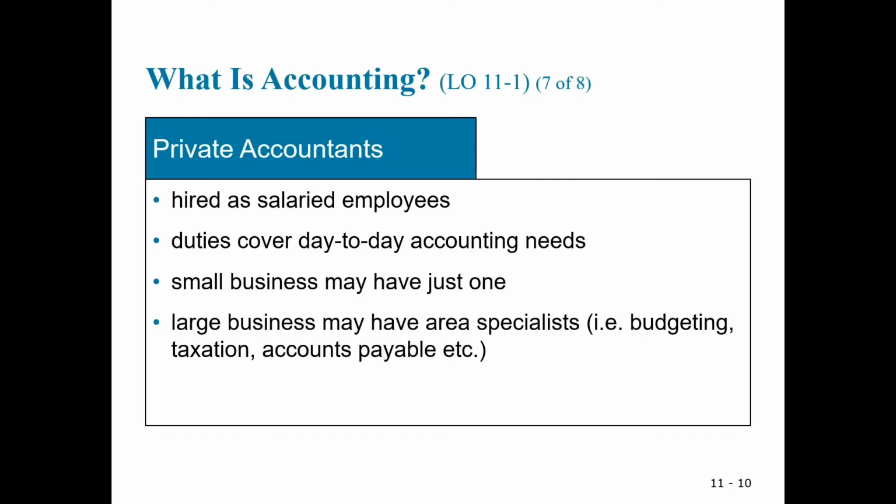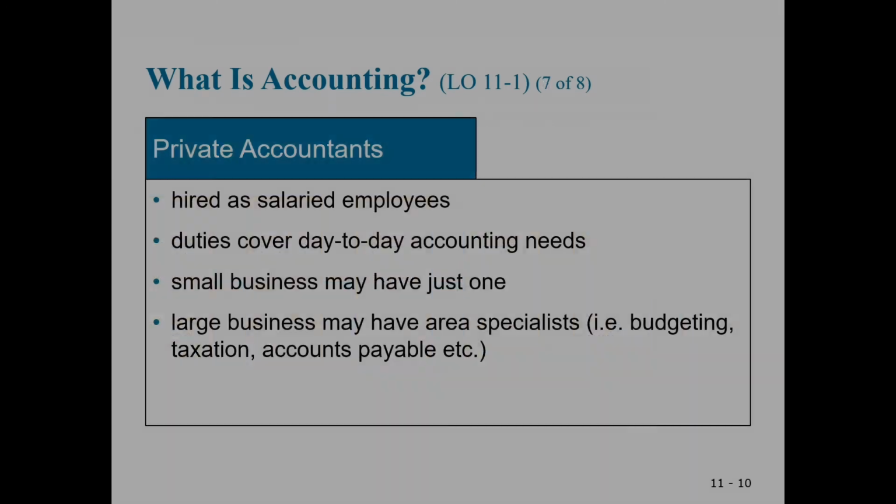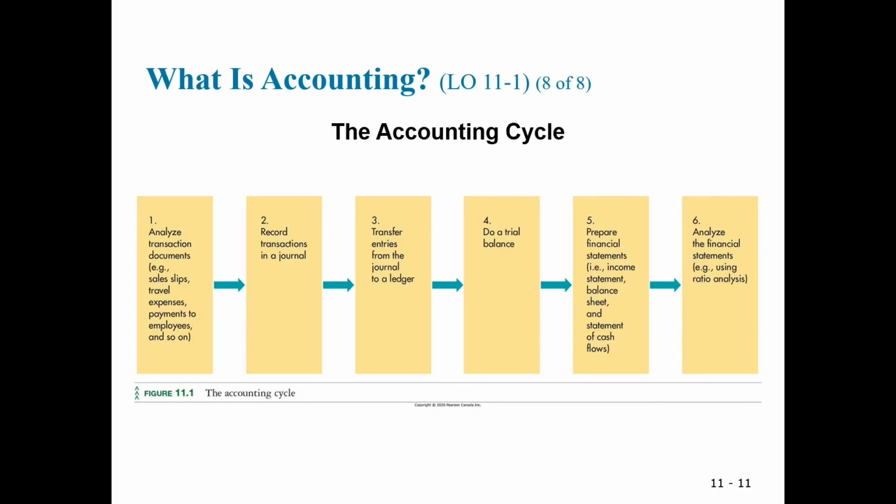Private accountants. Unlike CPAs who operate independently of the firm they audit, private accountants are salaried employees of the firm. However, they perform a great diversity of tasks in a firm, probably specialized in a large firm, for example, financial planning or payroll or taxation, and across the board in a small firm. The accounting cycle. Private accountants use a 6-step process to develop and analyze a company's financial reports.